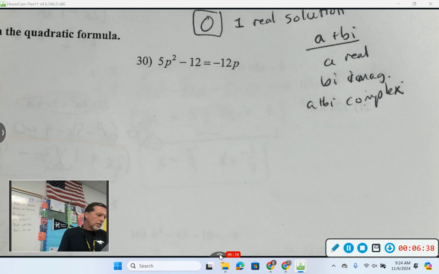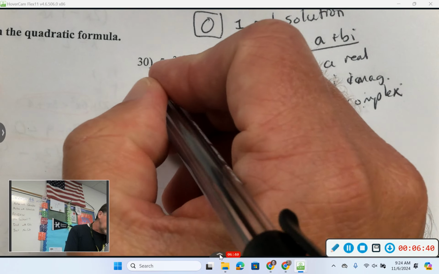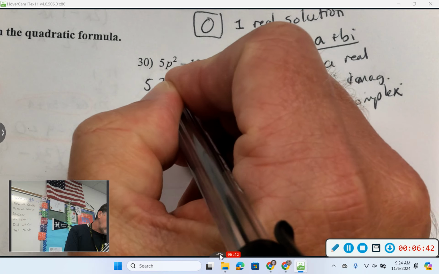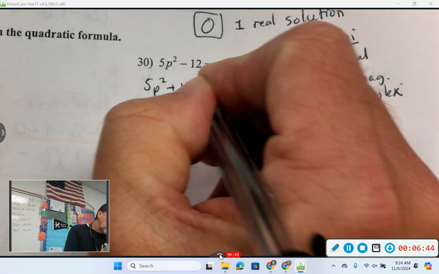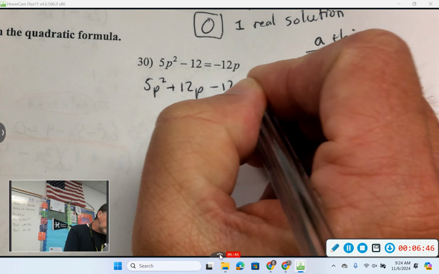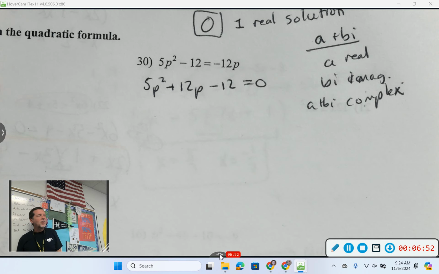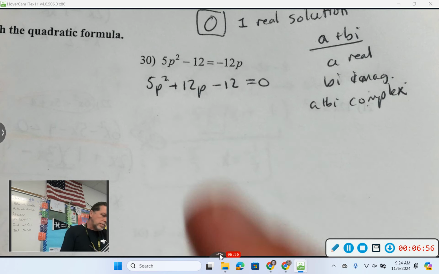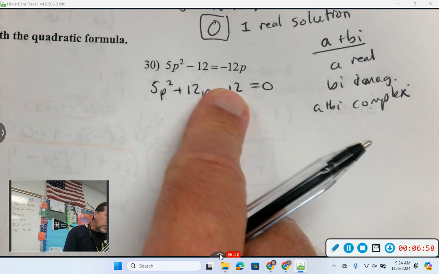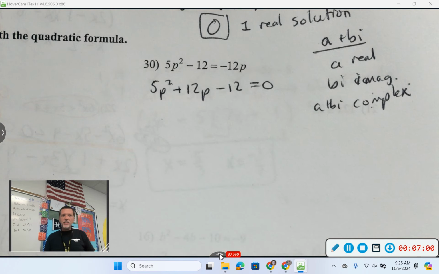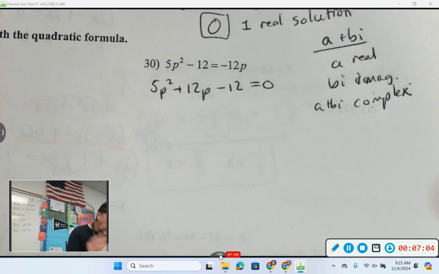Number 30. Solve each equation with the quadratic formula. Again, with the 12p, I'm going to put it in the better spot so that I know what A, B, and C are. There's not a right spot, but there's a better spot. This is just an equation. There's no word problem attached to it. It's not a graphing situation. So even if an imaginary shows up, I'll just deal with it.